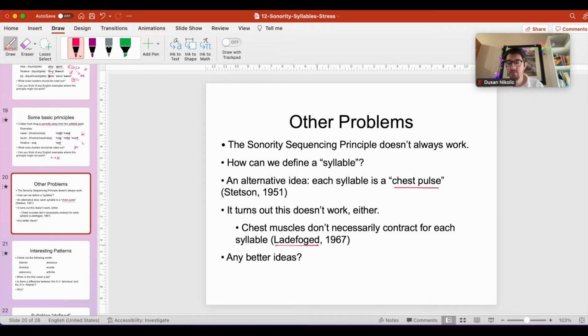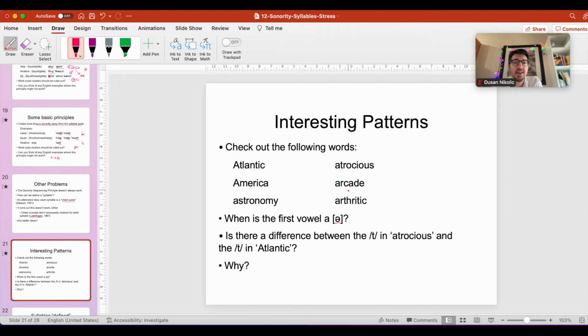And Ladefoged proved this. He said, well, chest muscles don't necessarily contract for each syllable. That would be too much, right? And are there any better ideas? If you have any better ideas, let us know. You would help out linguistics and phonetic science a lot, because for now we are relying on phonological explanations of syllables. And the syllable is quite a property of phonology.